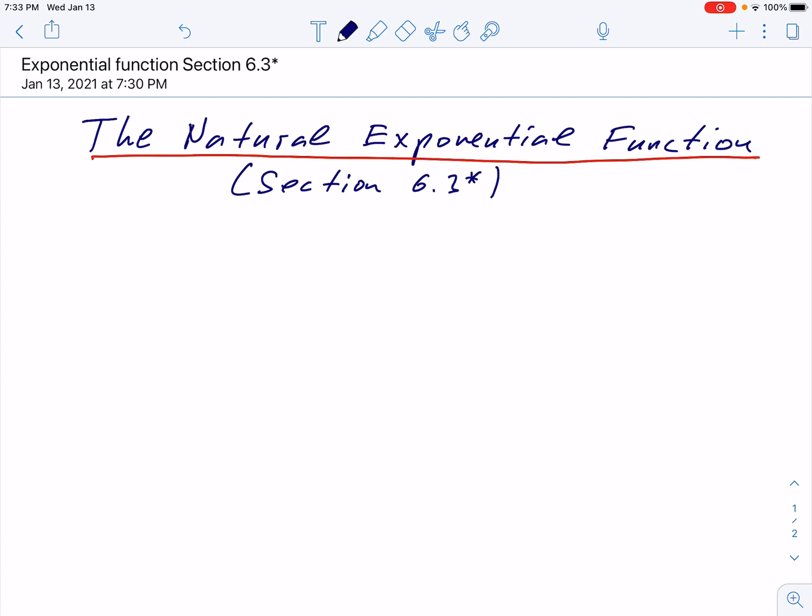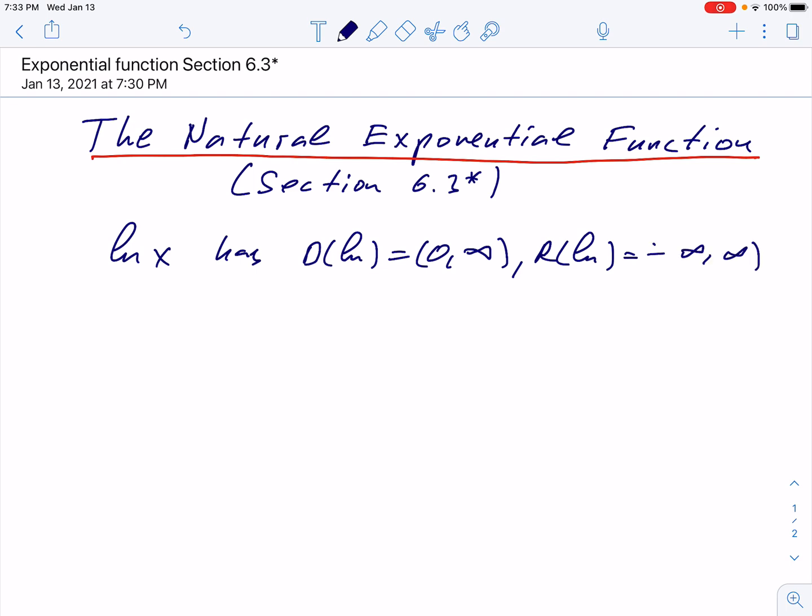Here, to remind you, the natural logarithmic function ln x has domain all positive numbers, the range of the logarithm is the whole number line, and the logarithm is 1 to 1. The derivative of the logarithm is 1 over x. When x is positive, this is strictly positive. The logarithm is increasing everywhere on the domain, so it's 1 to 1.